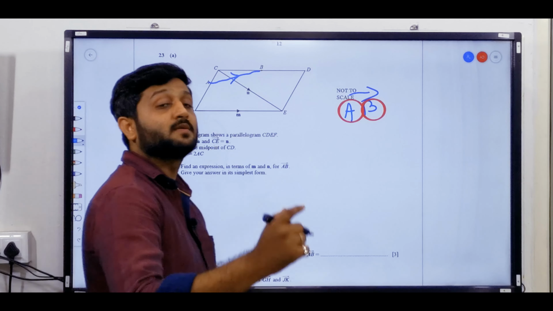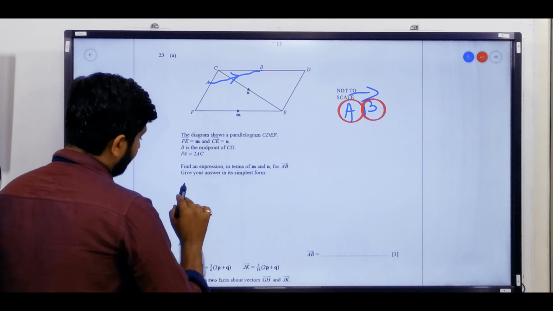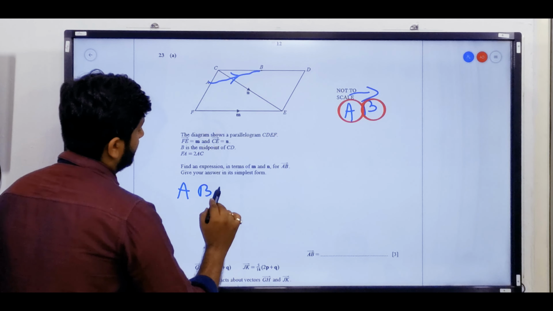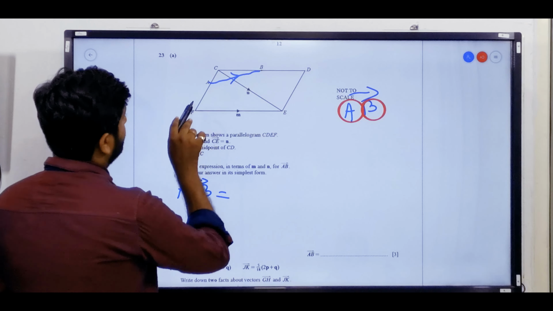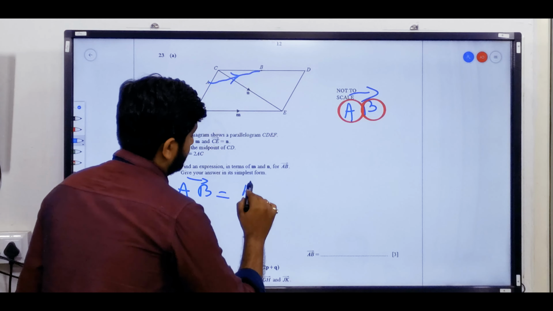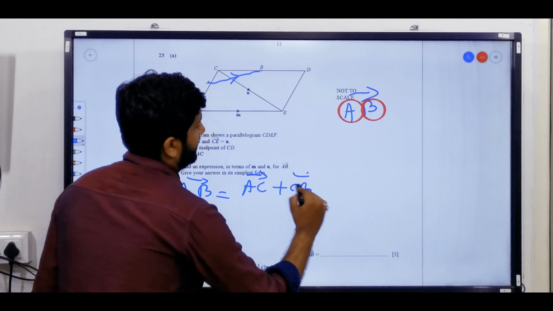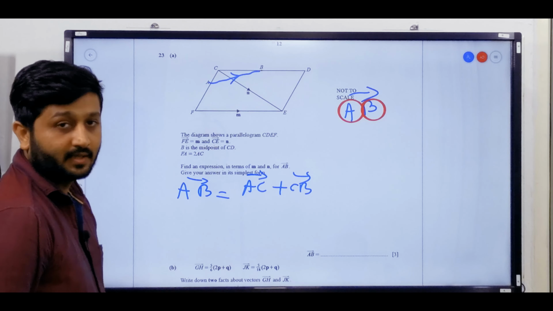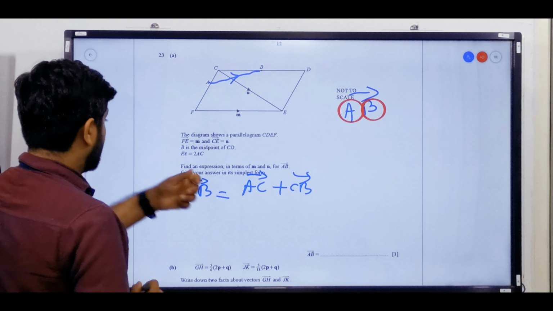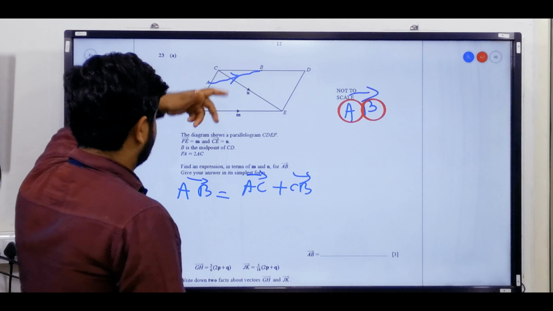Now how am I supposed to go from A to B? I am supposed to take this path. If I am going from A to B, I must first go from A to C, then from C to B. So this will be AC plus CB. Correct? So now what is my AC here? Sir, I don't know what is AC. Let us try to find it out.